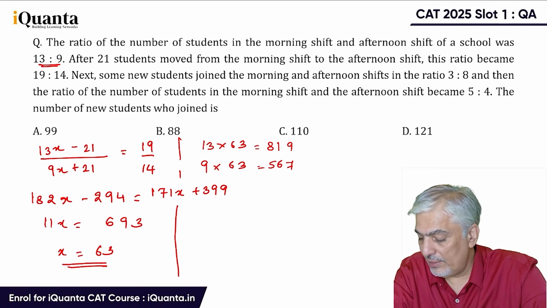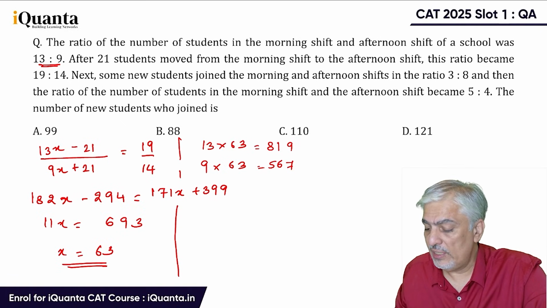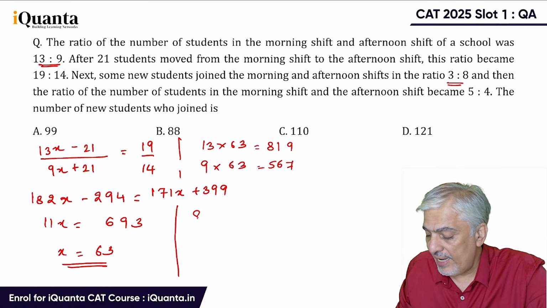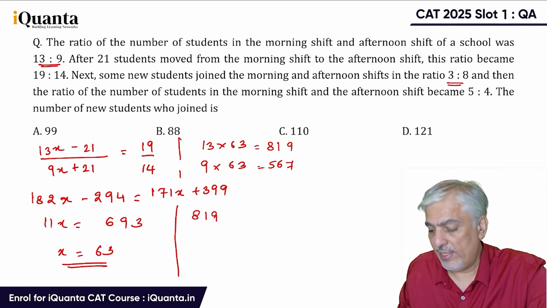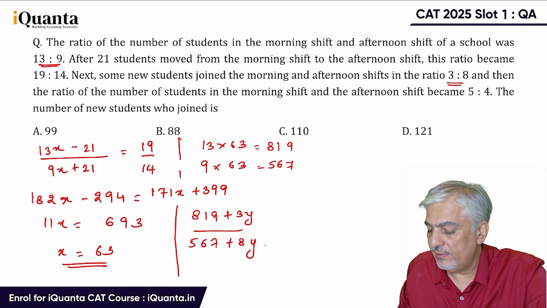Now let's continue. What have we been told further? Next, some new students join the morning and the afternoon shift in the ratio 3:8. That means in 819, suppose now we are taking the common variable as y. So in 819, 3y students entered, and in 567, 8y students entered.